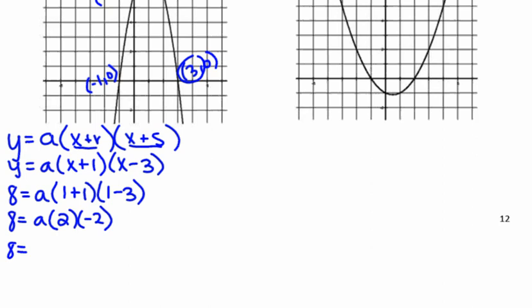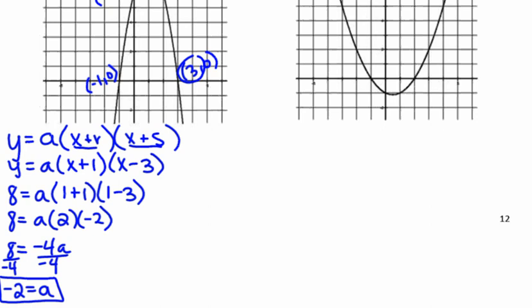Simplifying, a times 1 plus 1 is 2, times 1 minus 3 is -2. 8 equals 2 times -2 is -4a. Divide by -4 to solve for a. -2 equals a. So we were right, it is a negative value. And we must have had a 2 in there as a common factor, a GCF that we factored out.